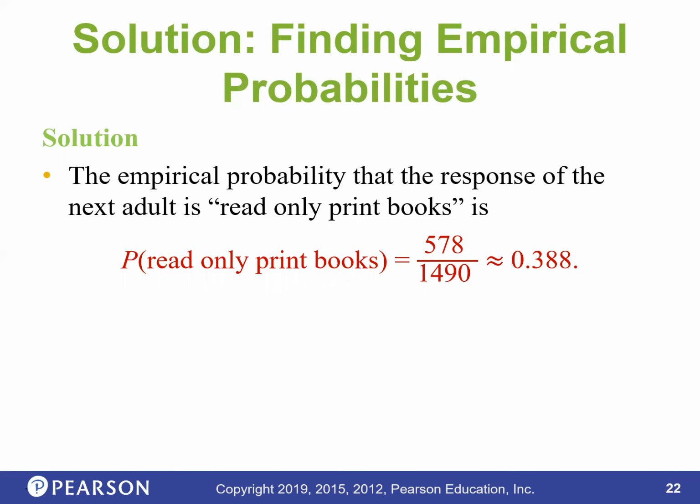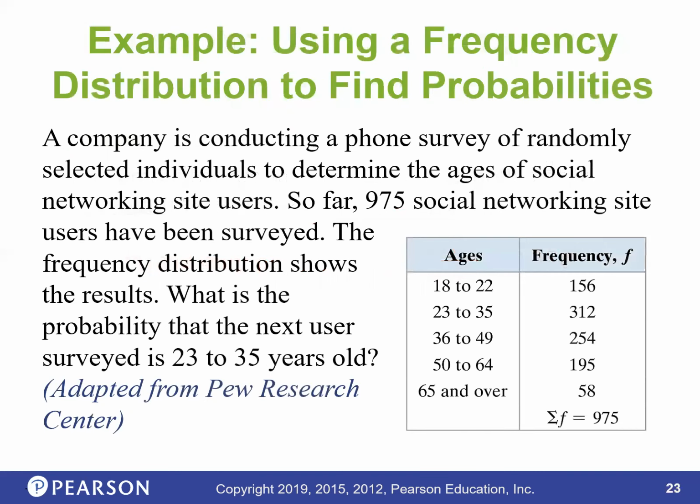Okay, let's go one more here just to get it. Go from beginning to end here. A company is conducting a phone survey of randomly selected individuals to determine the ages of social networking site users. So do you use Facebook? Twitter? So far, 975 social networking site users have been surveyed. The frequency distribution shows the results. What's the probability the next user surveyed is 23 to 35 years old?